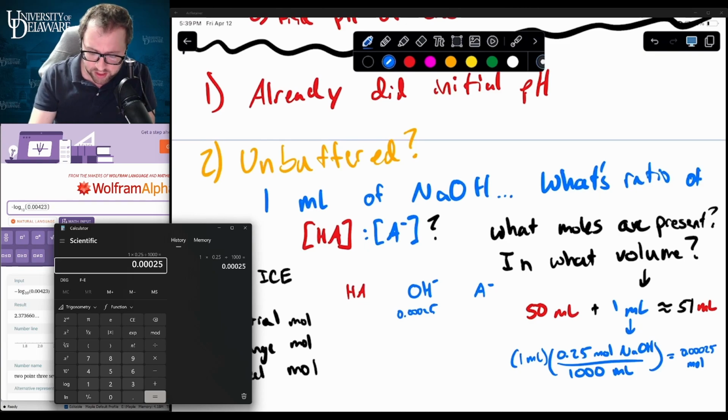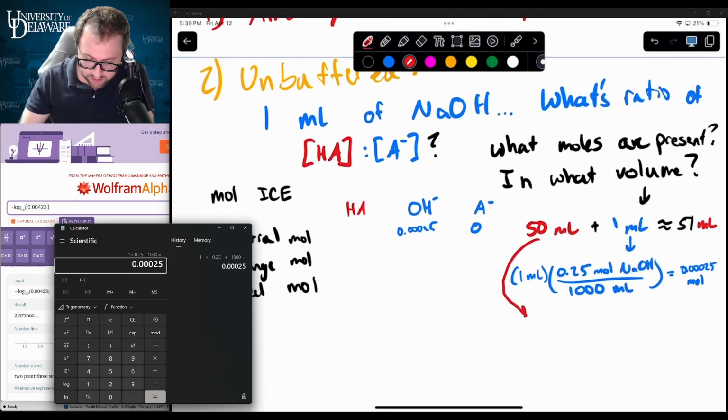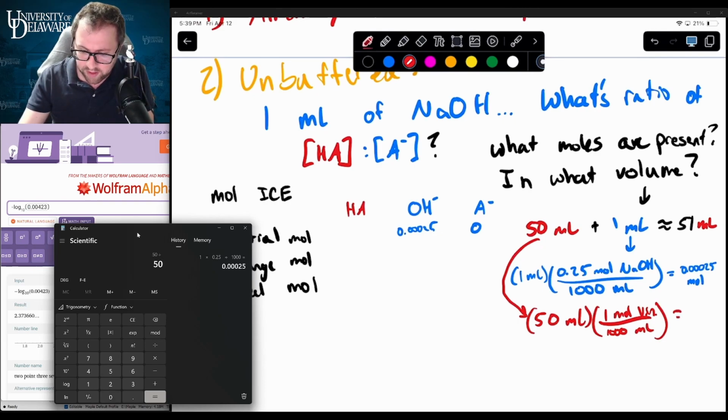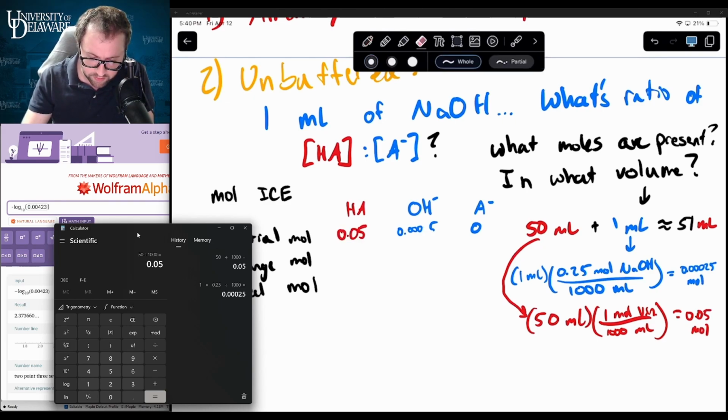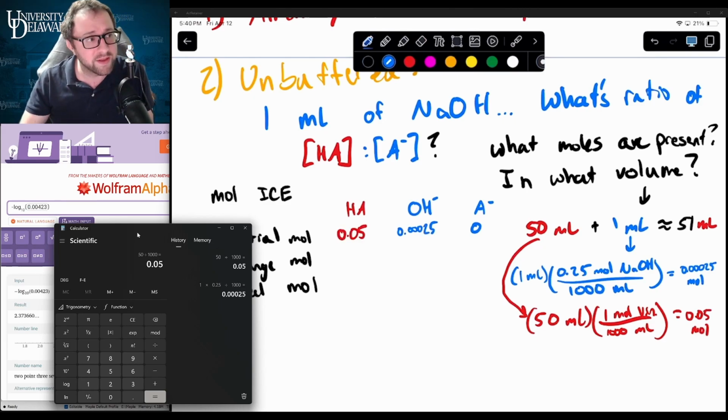Our initial concentration of A minus is going to be 0, and our initial concentration of HA here is going to be, same math, 50 ml times 1 mole vinegar per 1,000 ml. So we have 50 divided by 1,000, right? 0.05, right? And this is what we're starting with here. Now, this neutralization reaction, remember this goes to completion.